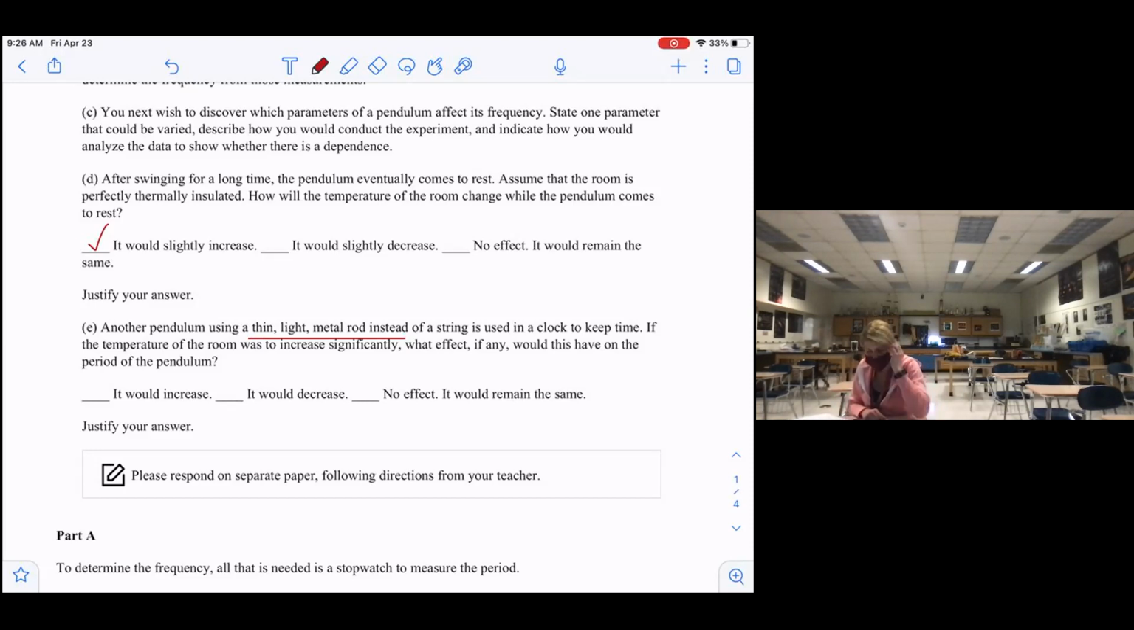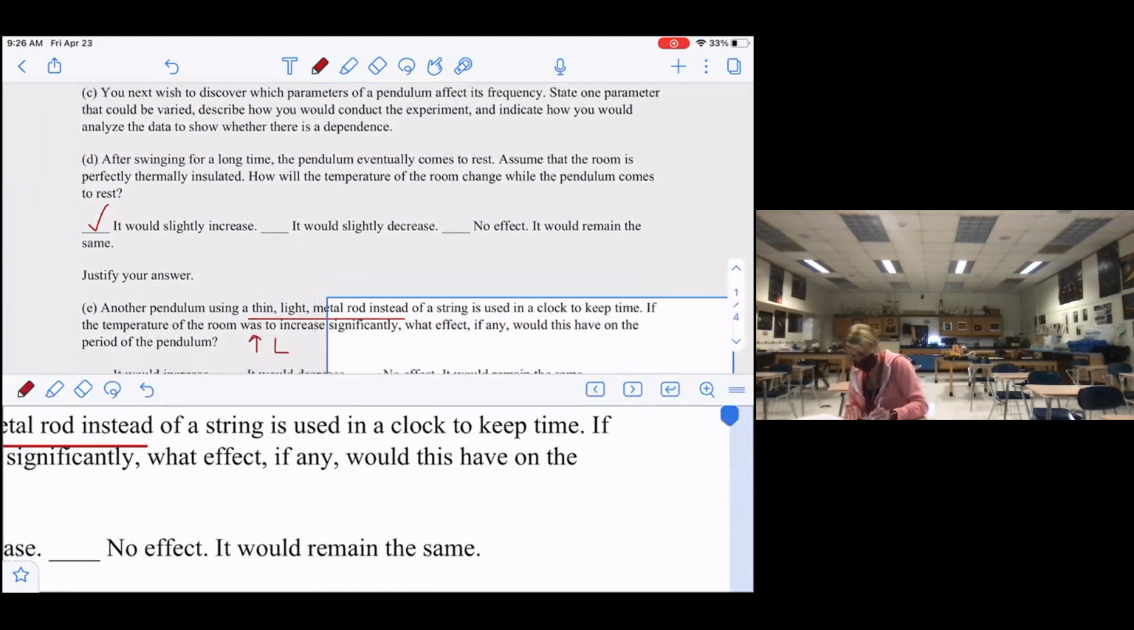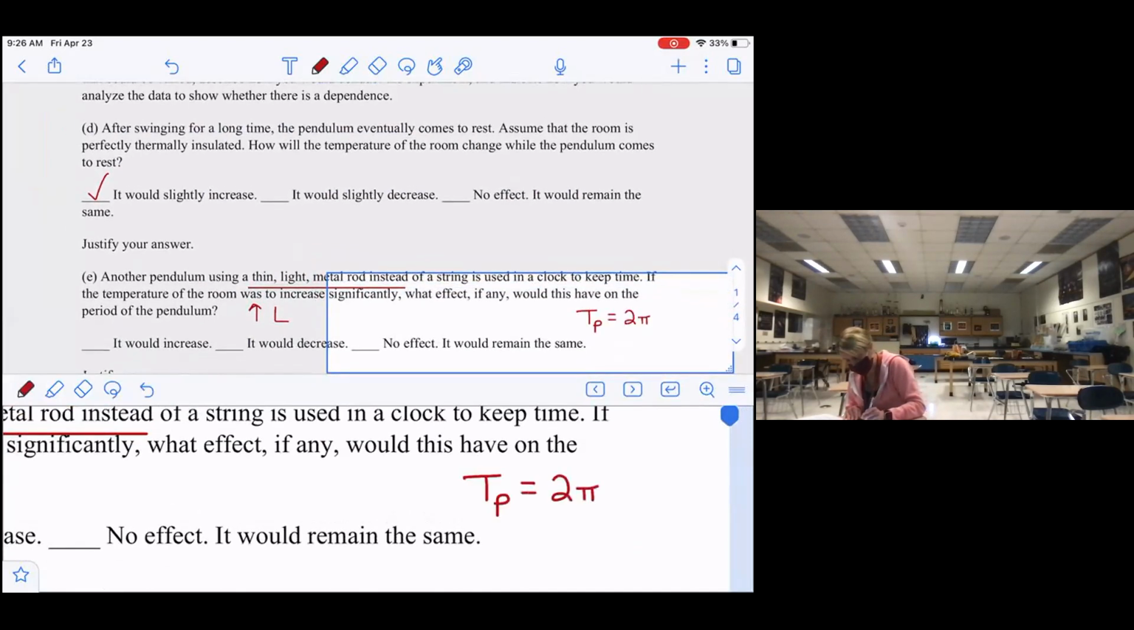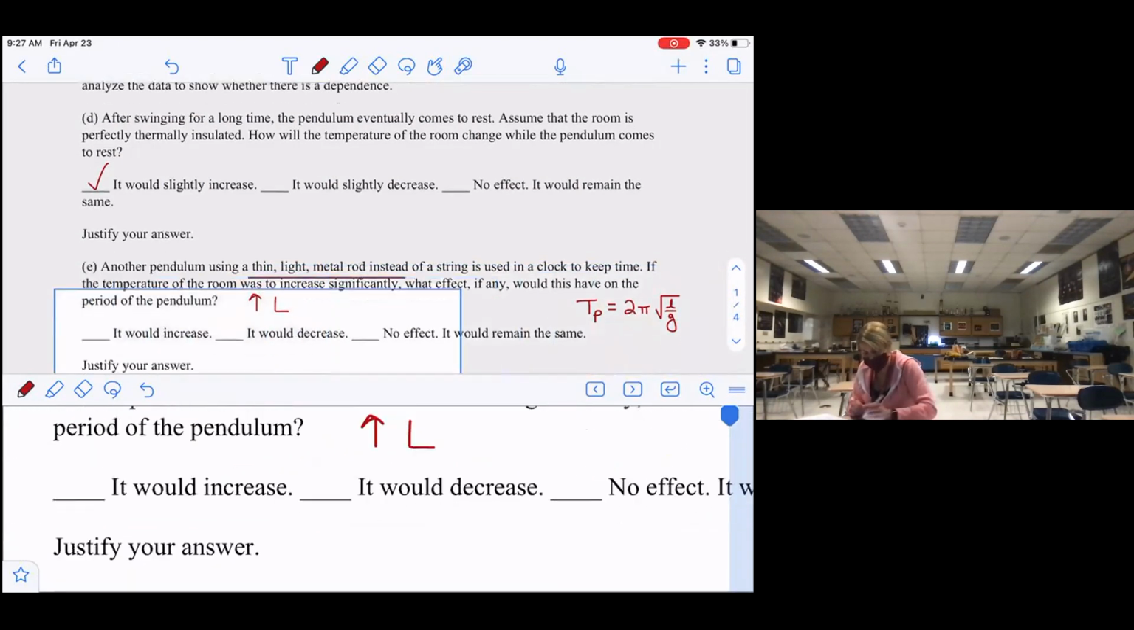So another pendulum using the metal instead of a string is used in a clock to keep time. The temperature of the room is also to increase significantly. What effect, if any, does that have? So that is going to increase the length, okay? And if we look at our formula sheet, where we have the period of a pendulum is equal to 2 pi square root of L over g, we should be able to use that relationship to determine that if you increase the length, which is the little L in my equation there, you would increase the period.